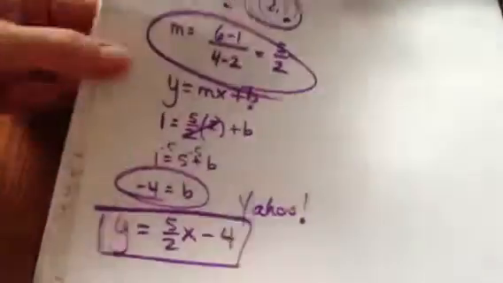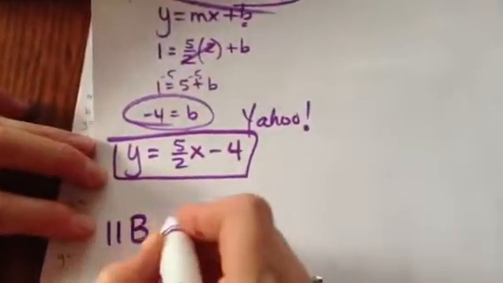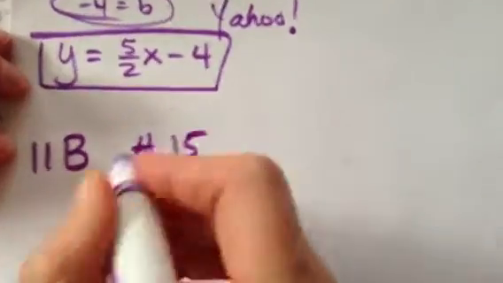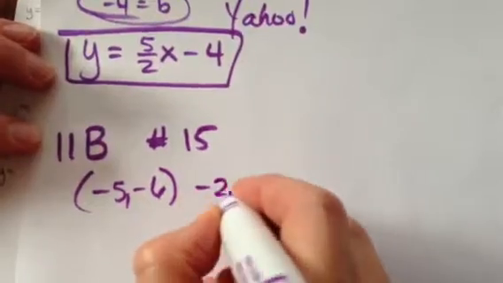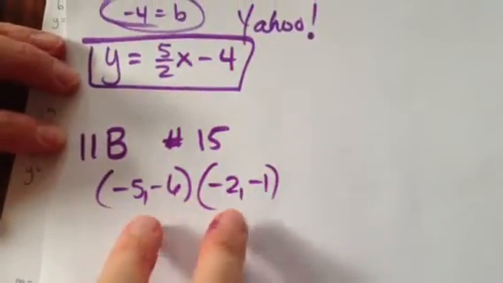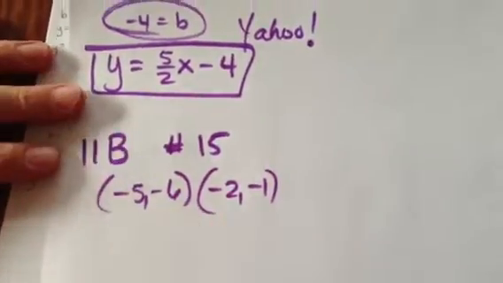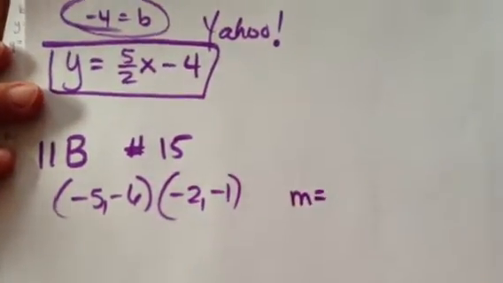Okay, this is actually going to be from 11B. I'm going to do number 15, and the only reason is because I'm seeing negatives out the wazoo. And you're going to be really careful when you're finding your slope because anytime there's negatives, you have got to be really, really careful.